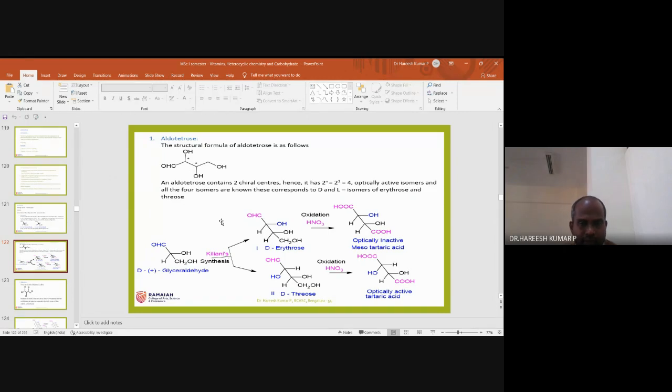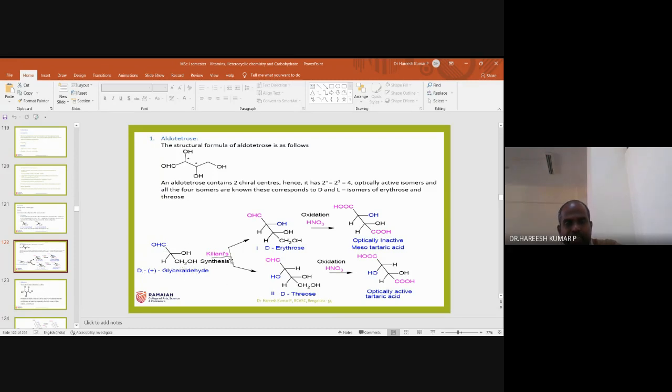Okay. So in order to look for a tetrose, let's start with the triose. What is the name of the compound? It's D-glyceraldehyde. More particularly, why is it D? Because the hydroxy group is on the right hand side. So this D-glyceraldehyde, when it is subjected to Kiliani synthesis.